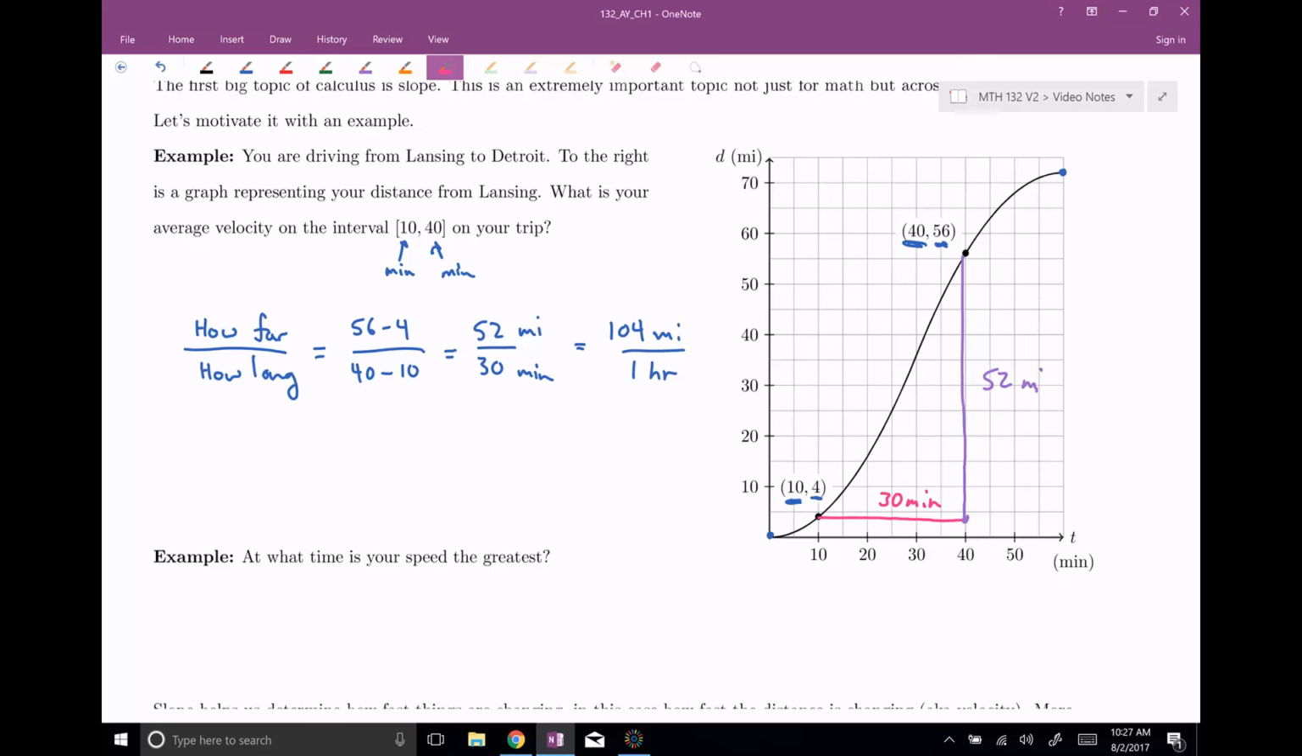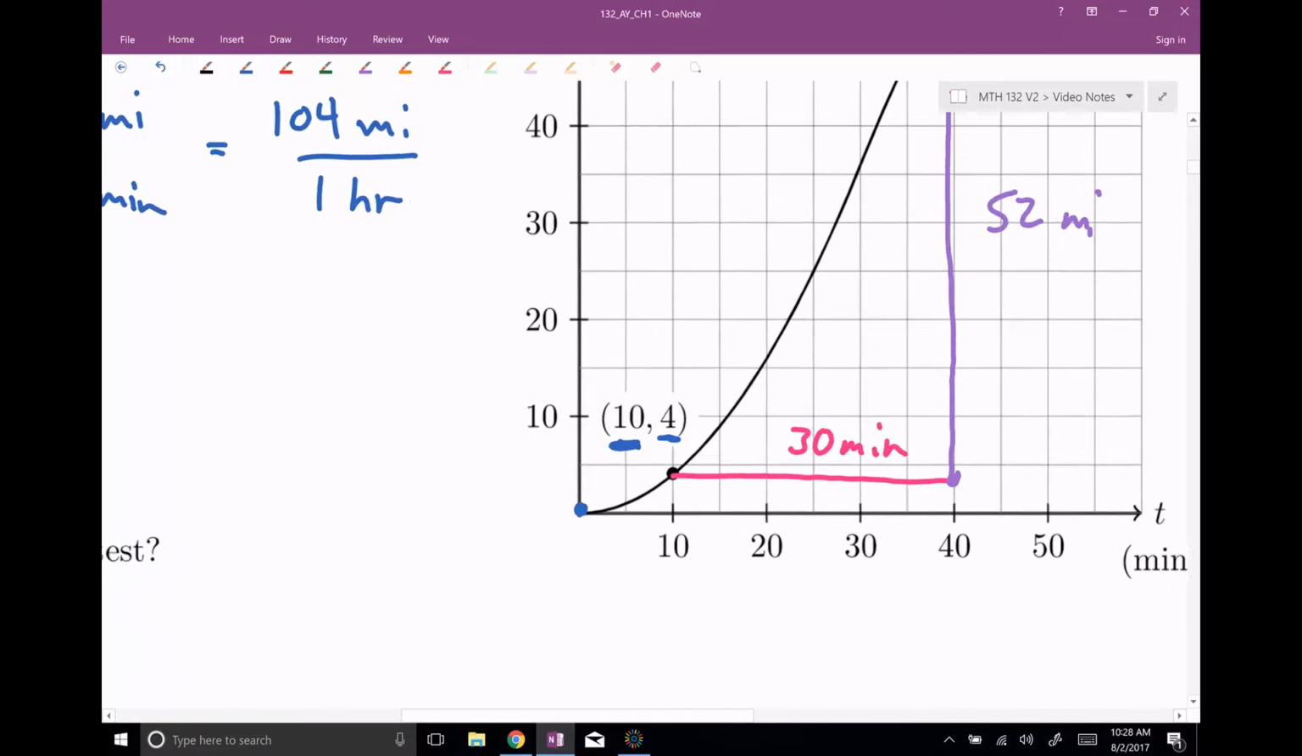All right, here we go. And again, the question is, what time is your speed the greatest? And we saw that really our speed, or our velocity in this case, was given by slope. So really the question of when is your speed the greatest is equivalent to when is your slope the greatest. And so you can see, maybe if I looked at around between minutes 10 and 11, right?